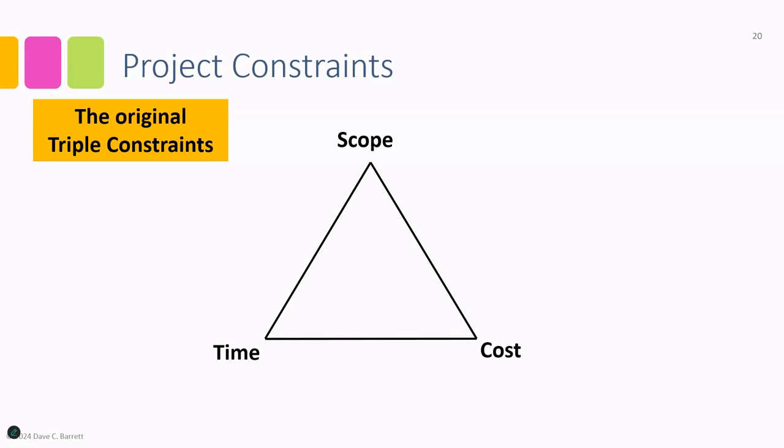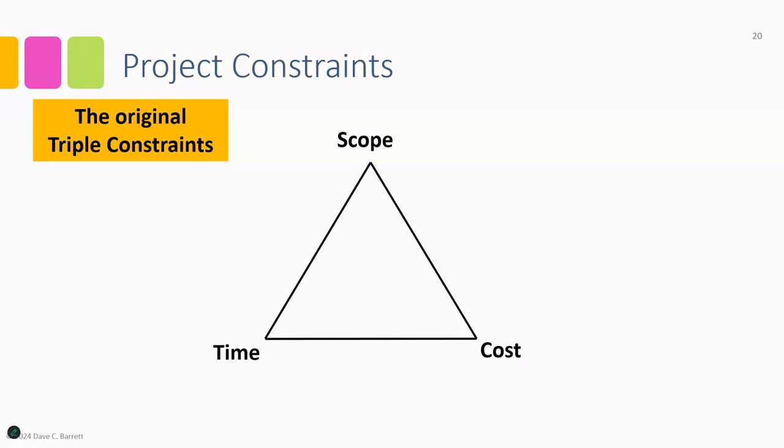And the reason why these constraints are important is that these often interact with each other. In that the more scope we want, the longer it's going to take potentially, and the more cost it will take. If the cost, for example, so that's where the scope increases.